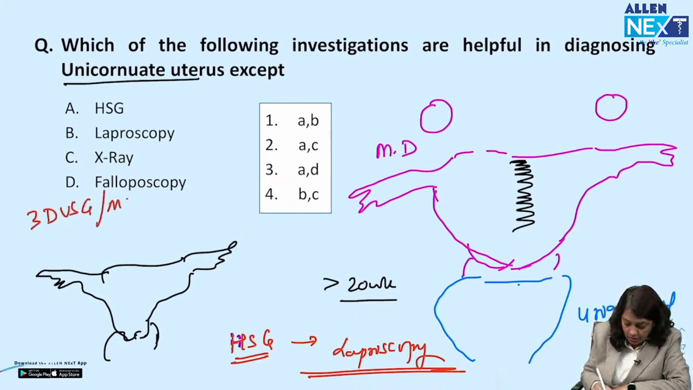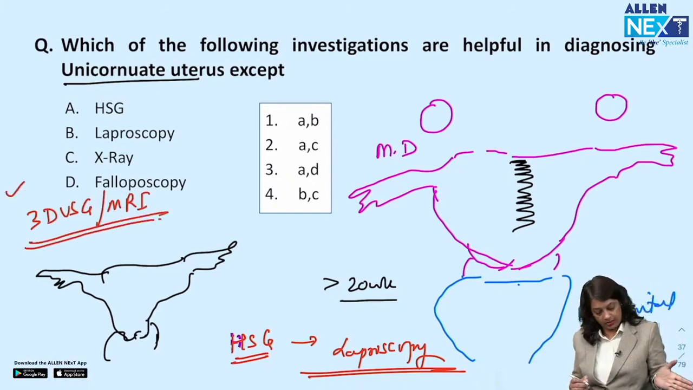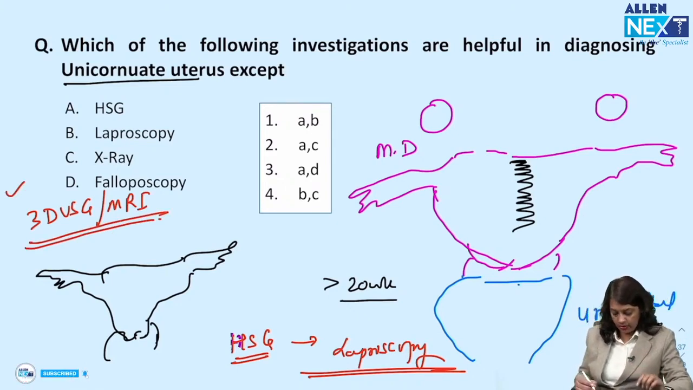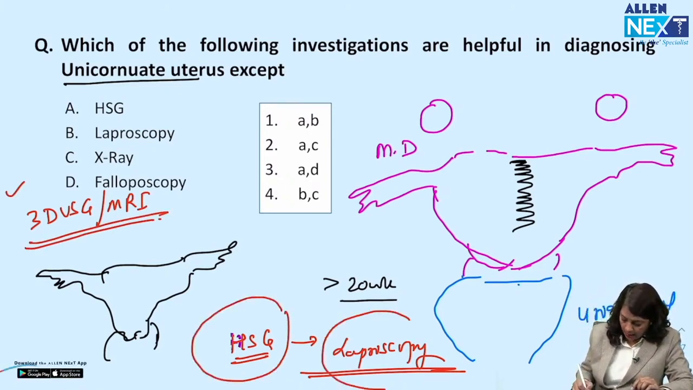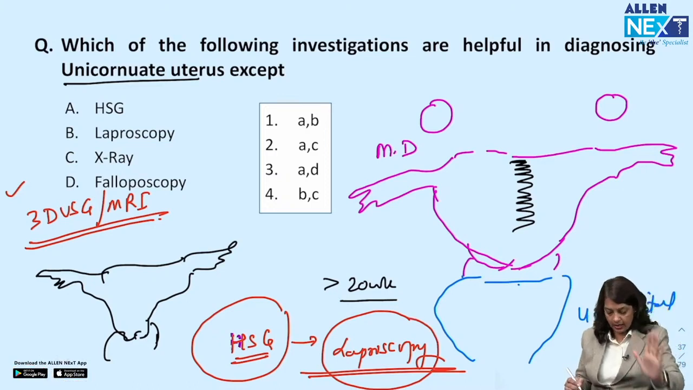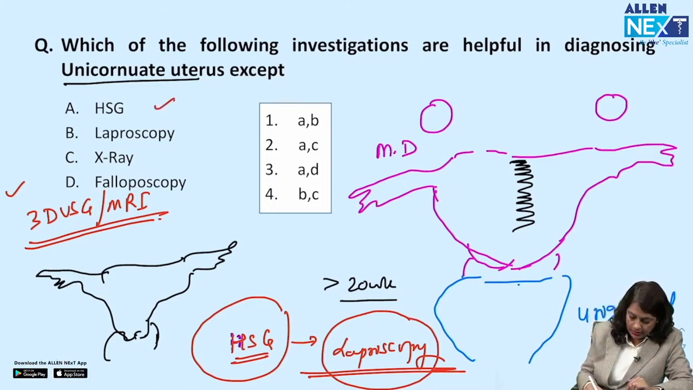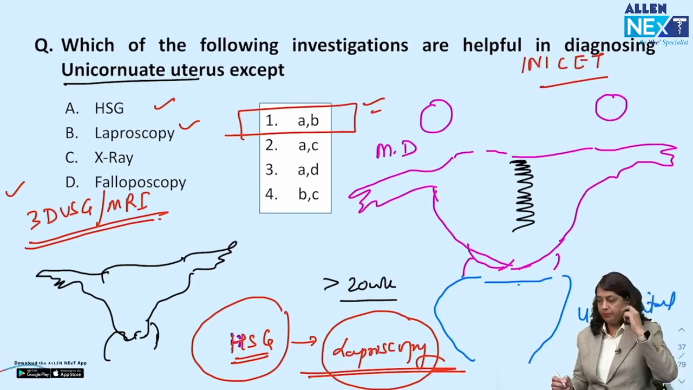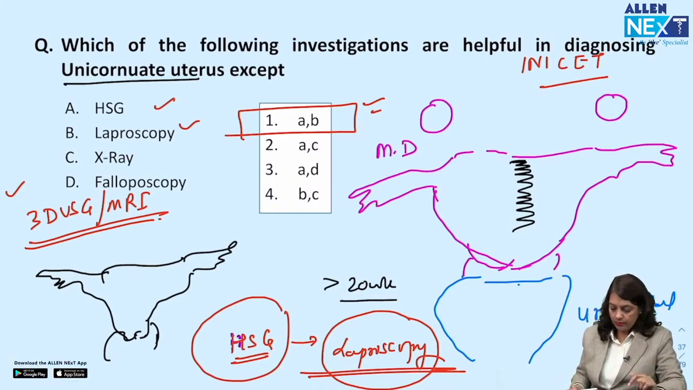non-invasive investigation or MRI. So 3D ultrasound हम prefer करते हैं, but here 3D ultrasound or MRI is not given, so HSG and laparoscopy are the correct answers. So answer is HSG and laparoscopy. This is from INI CET exam. Okay? Clear?